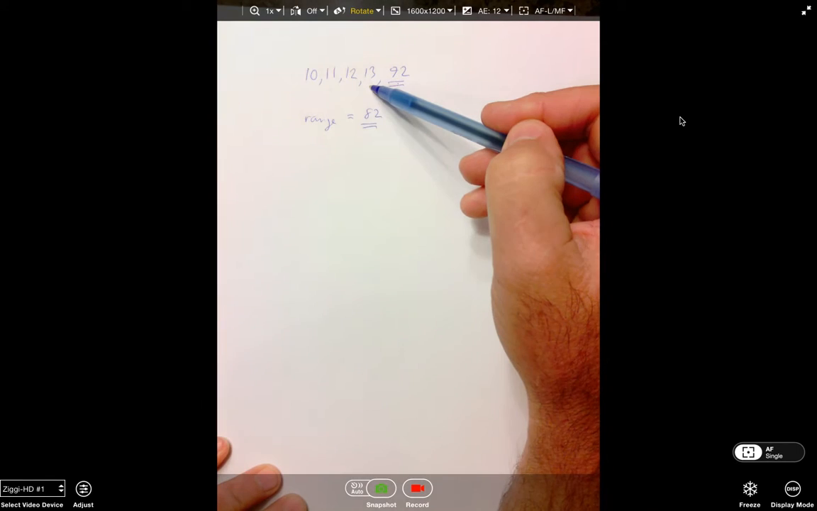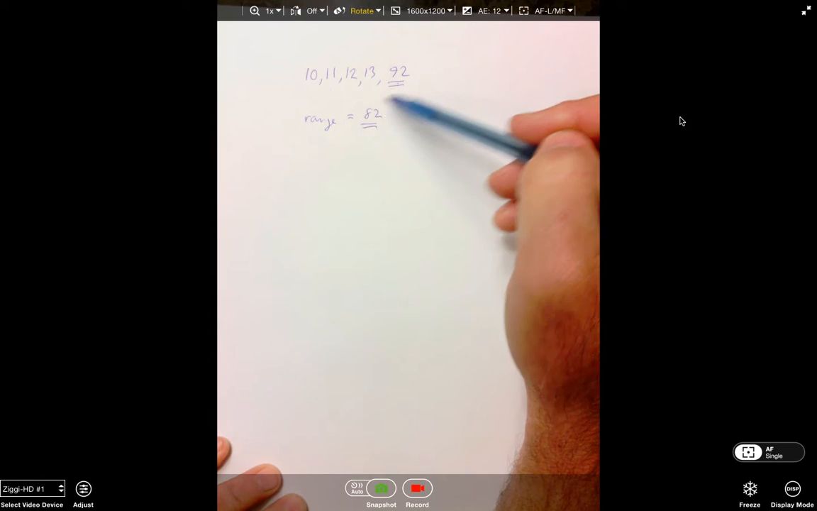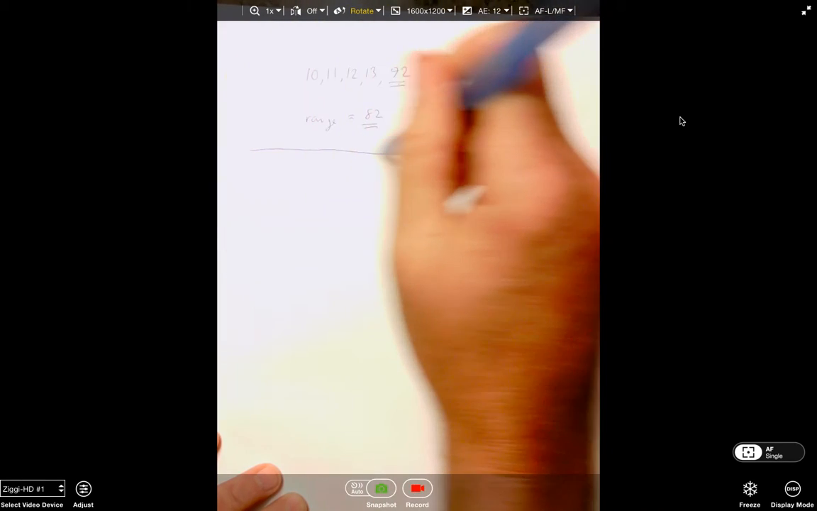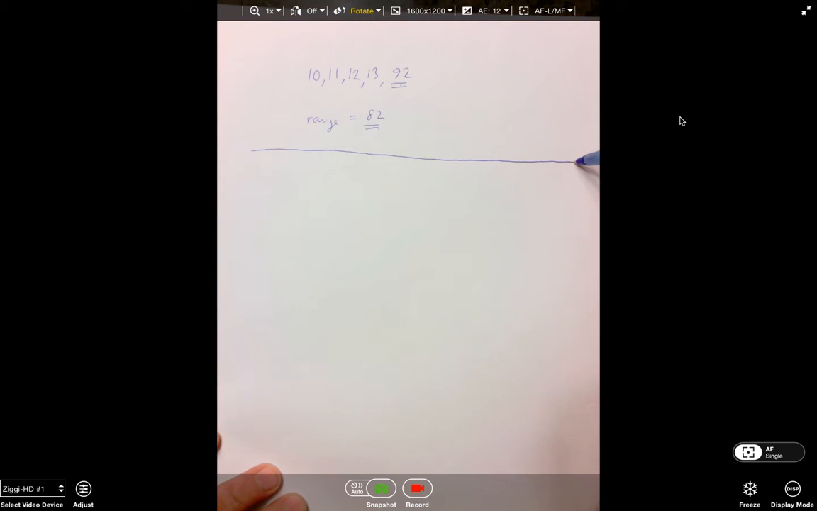80% of our data ranges from 10 to 13. But then we have this one outlier here that artificially inflates that. So the range really isn't a cool measure of spread because it is so artificially inflated by outliers. So guys, when you have outliers, you want to be really, really careful on using the range for much more than just to report the difference in the high and the low.